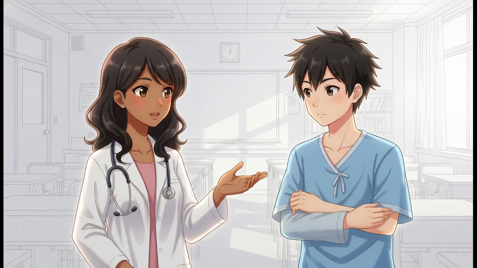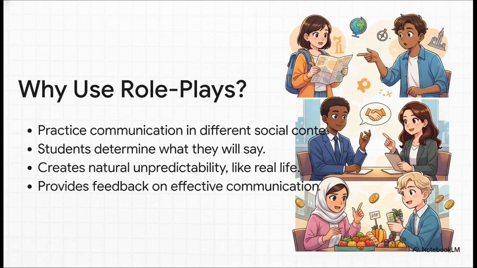So, a perfect example of a CLT technique, and one you've probably all heard of, is role play. But here, it's used with a really specific goal in mind. So why are role plays so great for this? Well, they let students practice communicating in all sorts of different social situations. They give them the freedom to figure out what to say on their own, which creates this natural unpredictability. It's just like a real conversation, right? You have no idea what the other person is going to say next.